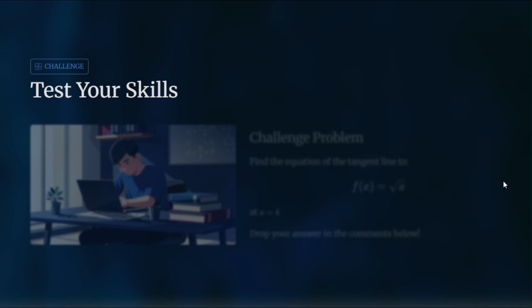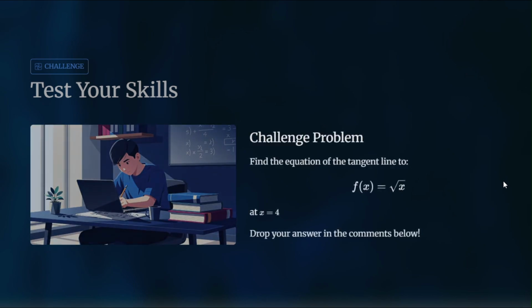Here's your challenge for today. Find the equation of the tangent line to f of x equals square root of x at the point x equals 4. Remember that square root of x is the same as x to the power 1/2. Use the power rule to find the derivative and then follow the same 5-step process.